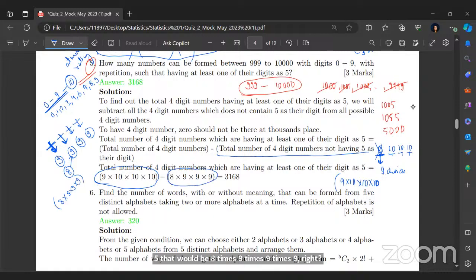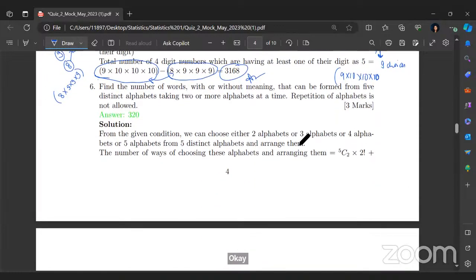And now when I subtract these two, this should give me the total numbers which can be formed with digits from 0 to 9 with repetition, such that at least one of the digits is 5, and this gives you 3168. This is the answer. Is it clear? Yes, ma'am. Okay. All right.